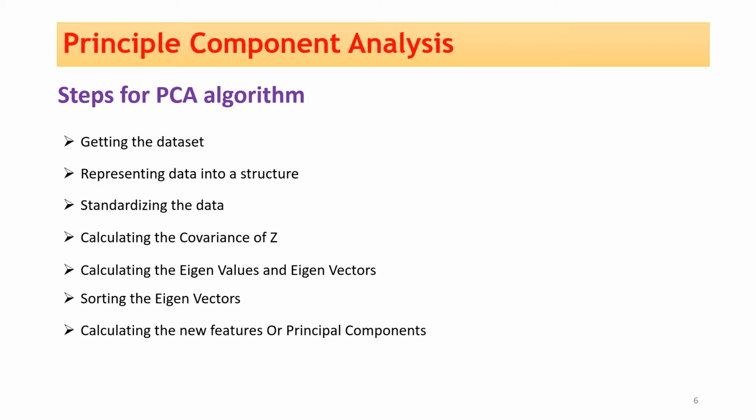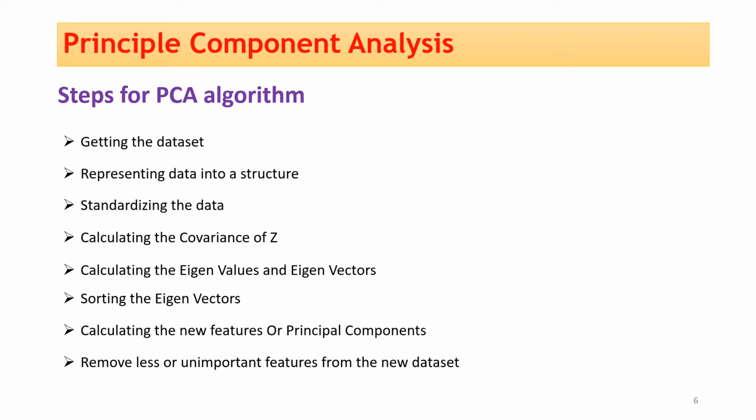Then the next step is calculating the new features or the principal components. Here we will calculate the new features, and to do this we will multiply the matrix P star by the matrix Z. In the resultant matrix Z star, each observation is a linear combination of the original features, and each column of the Z star matrix is independent of the others.